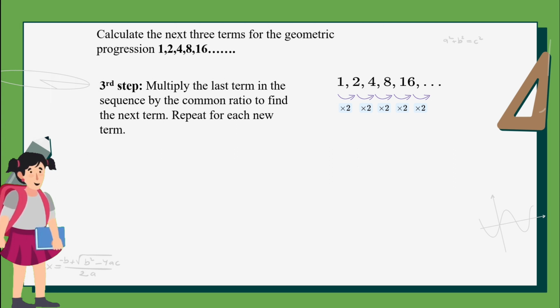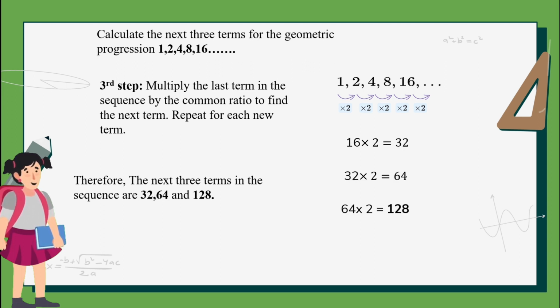So ang third step natin is multiply the last term in the sequence by the common ratio to find the next term and repeat for each new term. Since nakuha na natin ang common ratio na 2, i-multiply na natin ito sa last term, which is 16 multiplied by 2 equals 32, and 32 multiplied by 2 is equal to 64, and 64 multiplied by 2 is equal to 128.